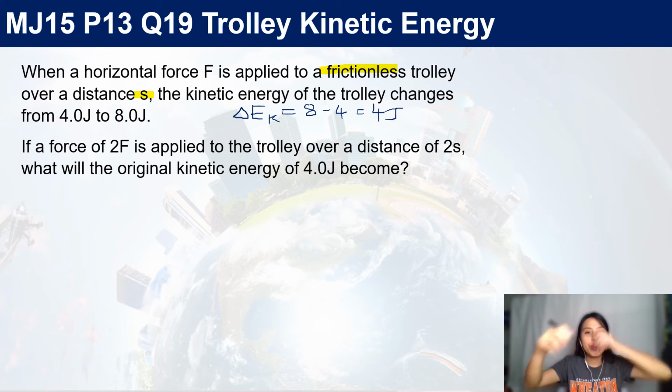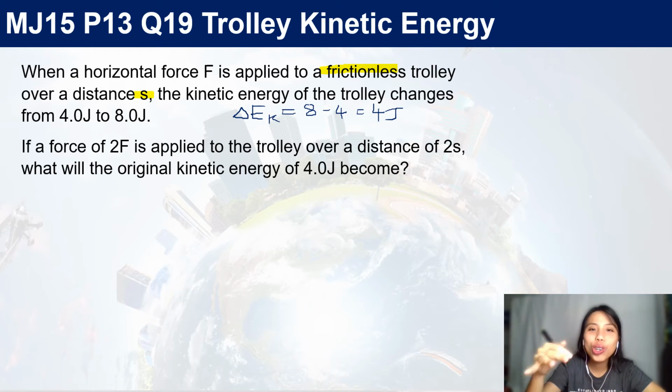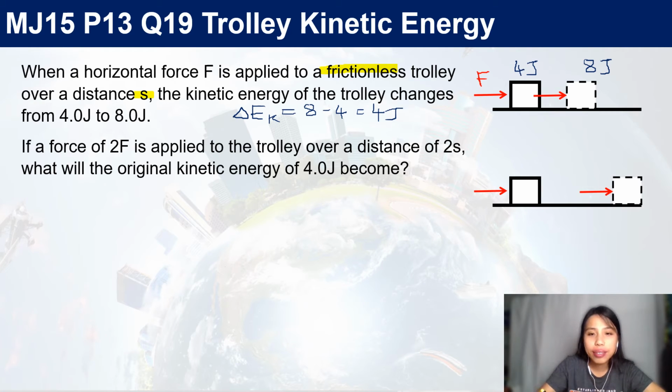Oh, so many words. Okay, remember my tip. Whenever there's a problem and there's no diagram, you should try to draw it out as much as you can. So here, I've drawn it out for you. In the first case, you're applying a force F. Kinetic energy changes from 4 joules to 8 joules. So maybe it started with 4 joules and then goes to 8 joules. Wow, it has gotten faster. Okay, good. I think that's all we know about that. Then the second case. Oh yeah, I forgot to say this distance s.